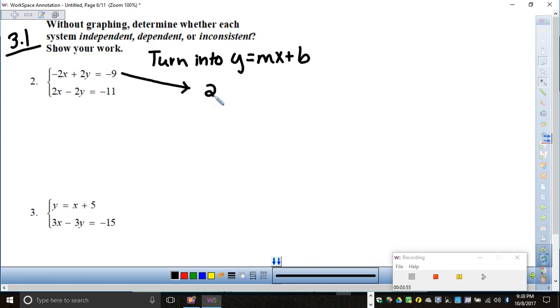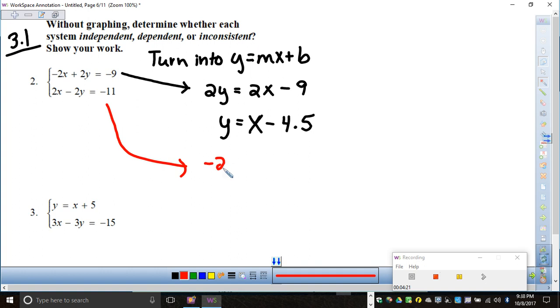I'm going to start by adding 2x to both sides, and then I'm going to divide everything on both sides by 2. So 2y divided by 2 is y. 2x divided by 2 is 1x, minus 9 divided by 2, you can write that as 9/2. You can even write it as a decimal, 4.5. All right, let's look at the second equation.